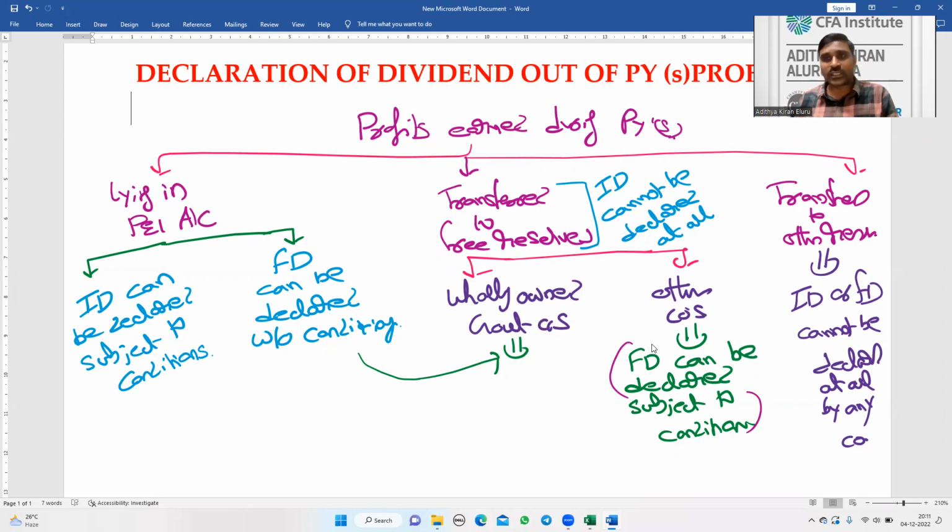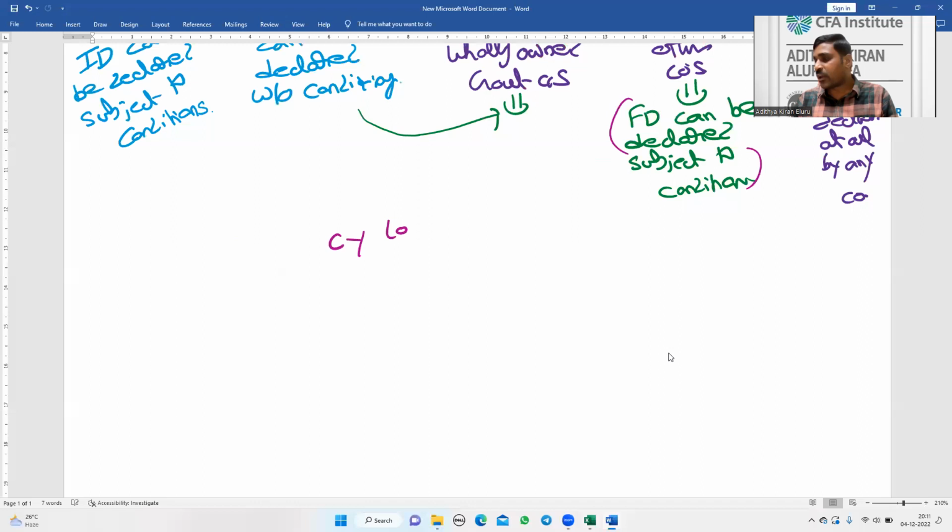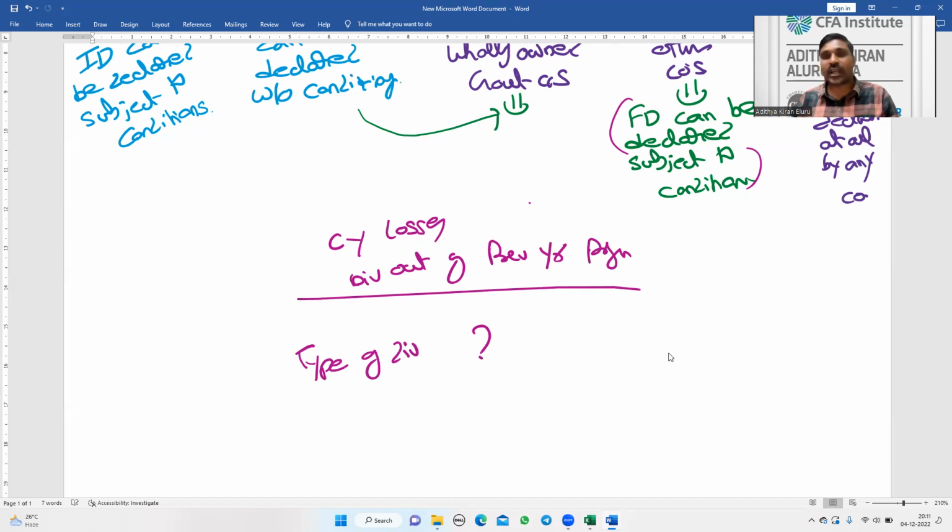Current year losses, declaration of dividend out of previous years' profits. So when the examination question says current year losses, dividend out of previous year profits, we have to ask the question: what is the type of dividend the company is declaring? These are the facts of the case. First ask what is the type of dividend the company is proposing. Is it final dividend or is it interim dividend?